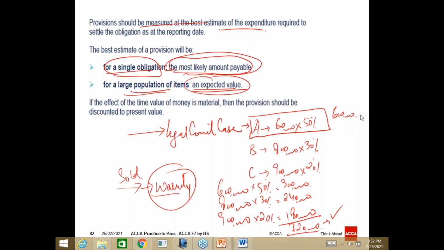Where is 50%? Where is 50% mentioned in the question? No, this 50% is actually the estimation of the amount. This 50% is different from the 50% of the probable situation, which relates to the second point.